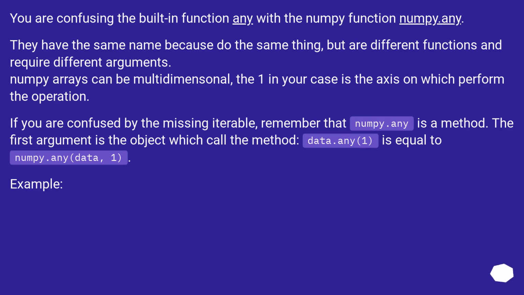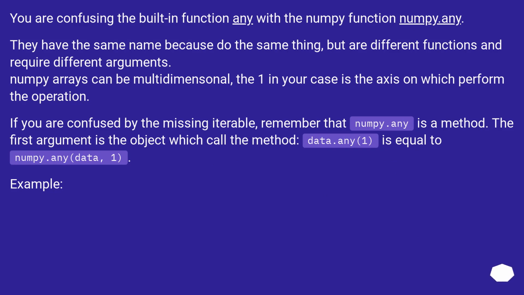You are confusing the built-in function any with the numpy function numpy.any. They have the same name because they do the same thing, but are different functions and require different arguments. Numpy arrays can be multidimensional. The one in your case is the axis on which to perform the operation.